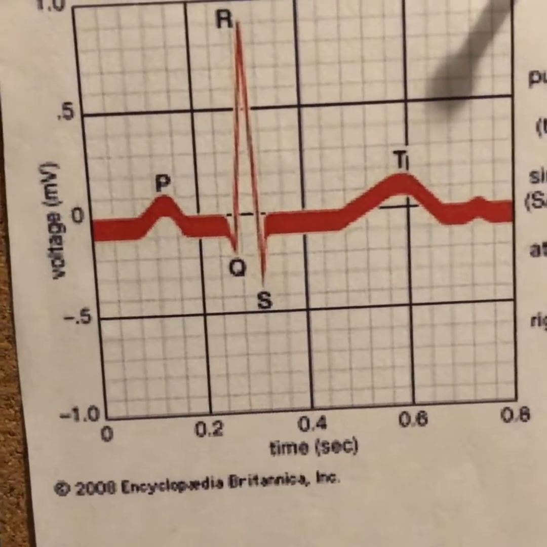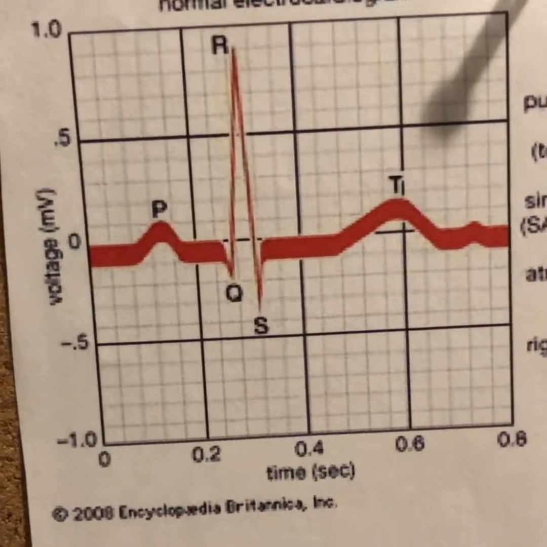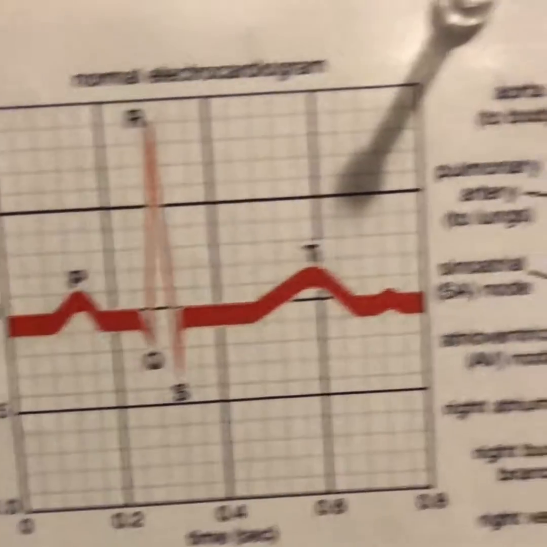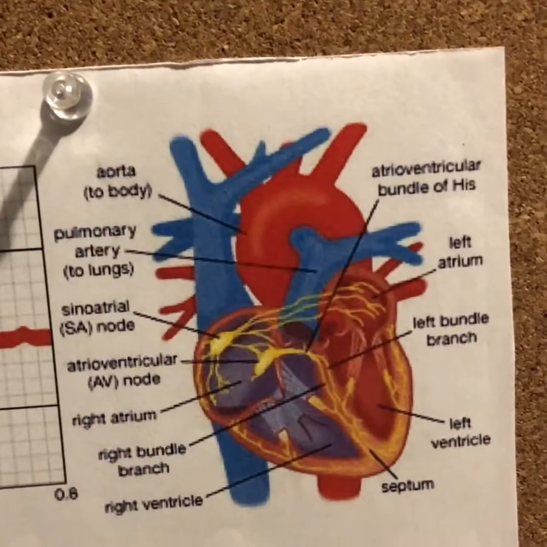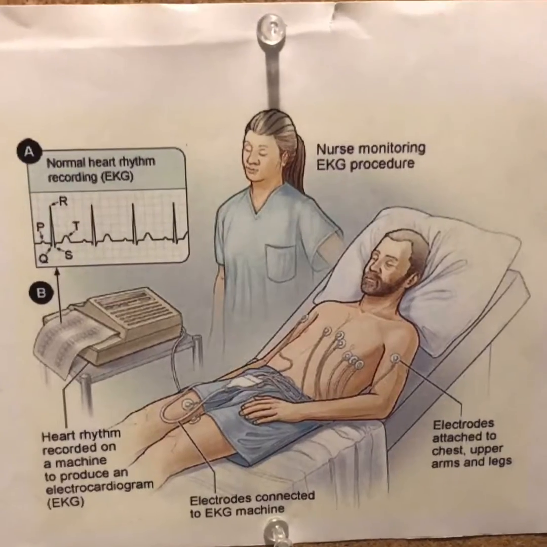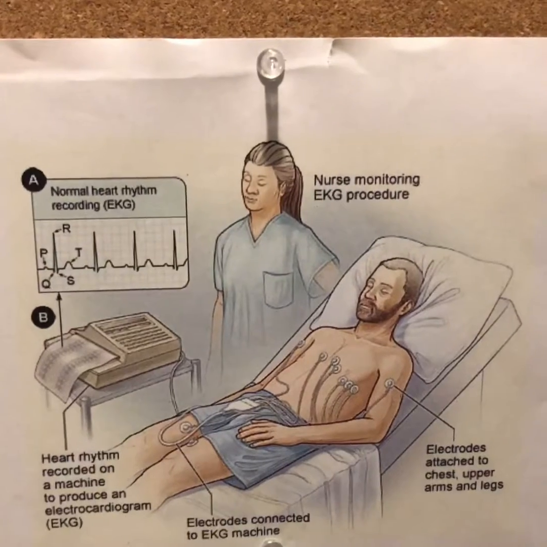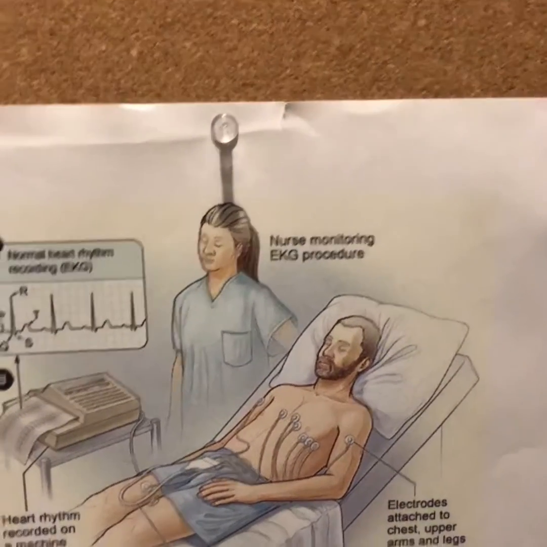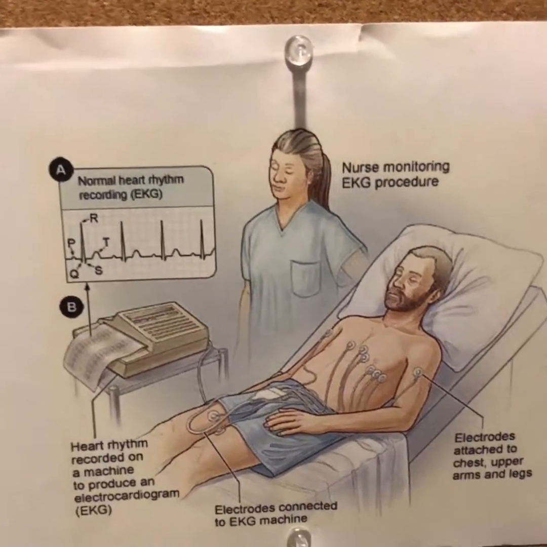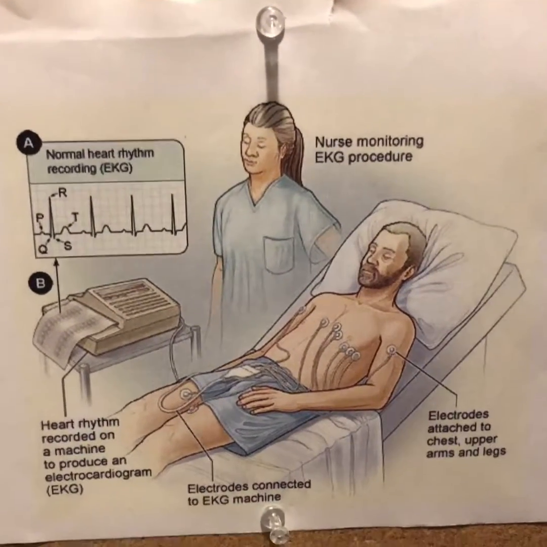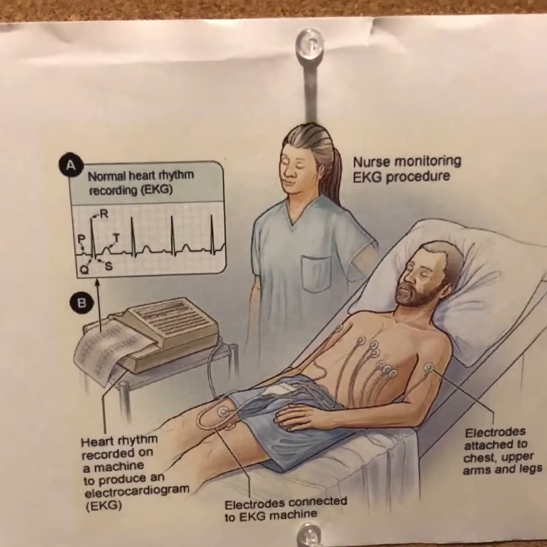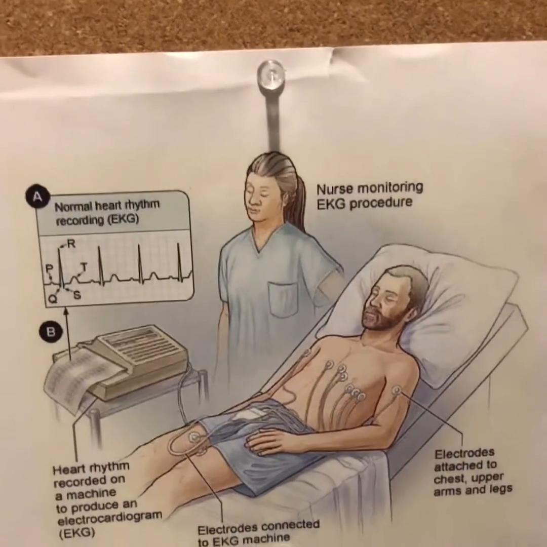This is a graph of a normal electrocardiogram. As you can see, we have the P wave, the QRS complex, and the T wave. And as you can see right here, we have a heart very similar to the heart of the conduction system. And as you can see right here, we have a little bit of what an EKG is about. We have heart rhythm recorded by the electrocardiograph. We have electrodes connected through the body. And we have the graph showing the normal electrical activity of the heart.